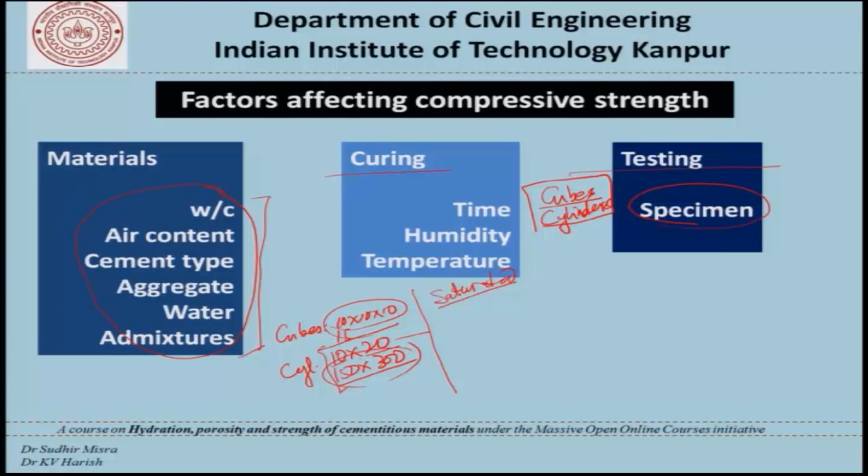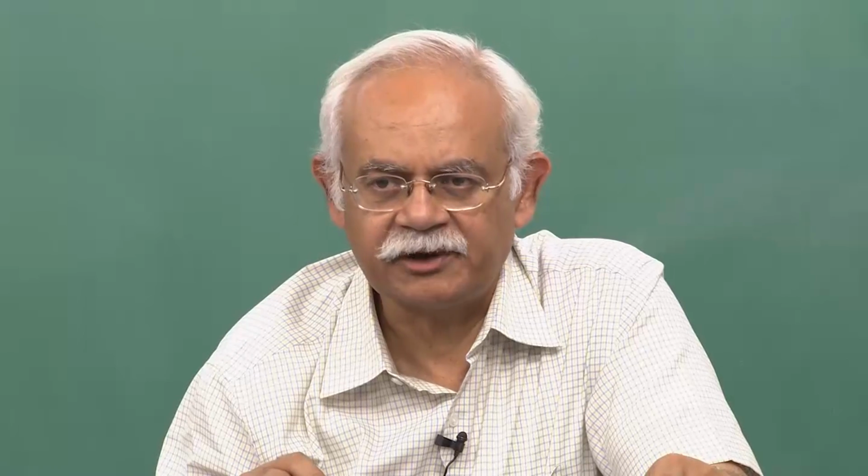And finally, it is the loading conditions. How do we load? What kind of equipment do we use? What is the loading rate that we use? If we are loading a specimen in compression, is the axis of loading truly along the axis of the specimen? If there is any mismatch, which could happen because of a misalignment of the equipment and so on, the results are going to be different.